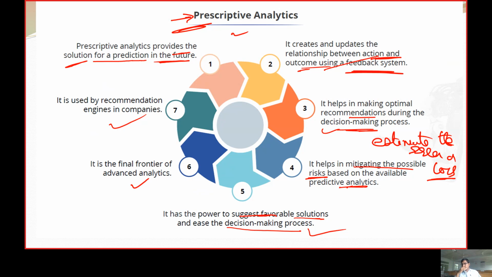So it is going to give some recommendations. This will be the best decision to take at this point of time. So a suggestive mechanism is going to be given through this prescriptive analysis.